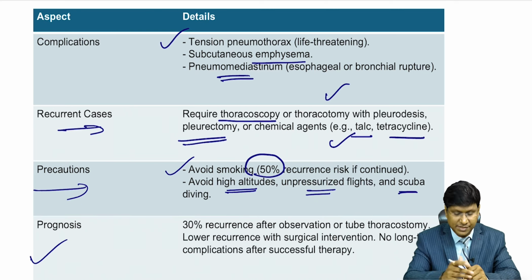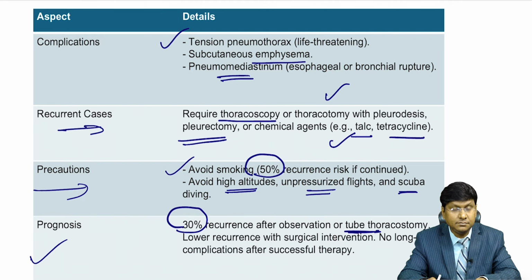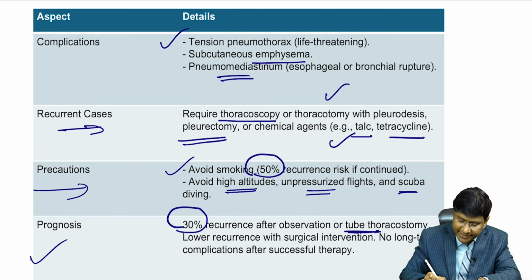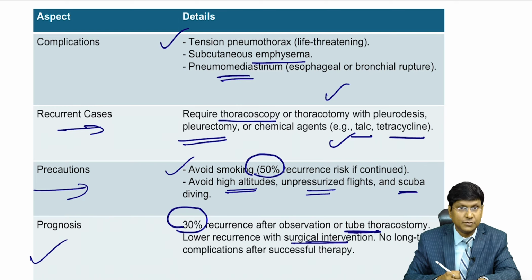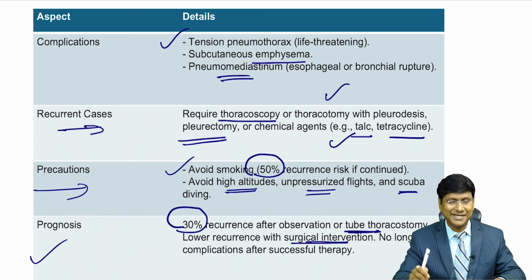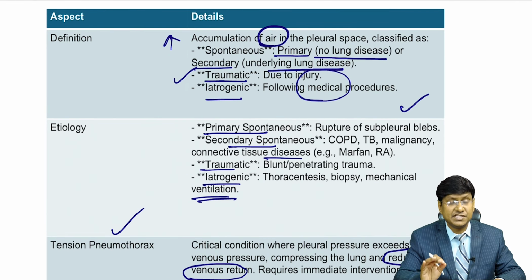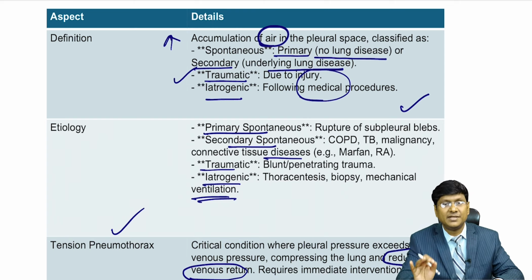And how will be the prognosis? See, there is 30% recurrence after observation or tube thoracotomy, but there is low recurrence with surgical intervention. Okay, so once you have done a successful therapy, there are no long-term complications. So that is about the pneumothorax. Very important in this is mainly the tension pneumothorax, which is a very, very important respiratory emergency, and these patients will require immediate treatment. So this is the quick discussion related to pneumothorax.